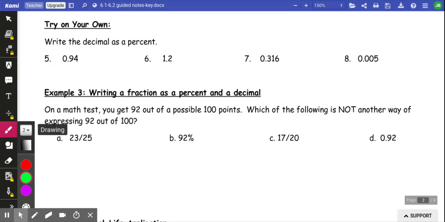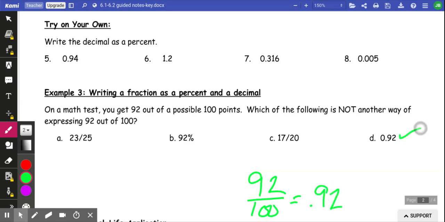All right, let's look at example 3. It says writing a fraction as a percent and a decimal. So on a math test, you get 92 out of a possible 100 points. Which of the following is not another way of expressing 92 out of 100? Well, there's a couple different ways that we can do this. We do know that 92 out of 100 can be divided. So if I do 92 out of 100, that's going to turn into a decimal of 0.92. So I know this one works.